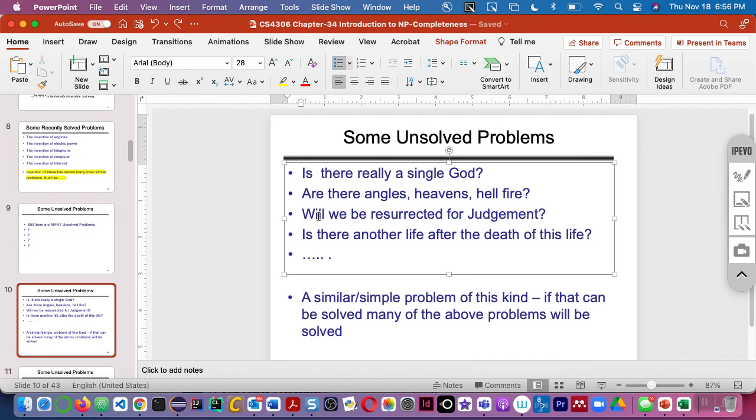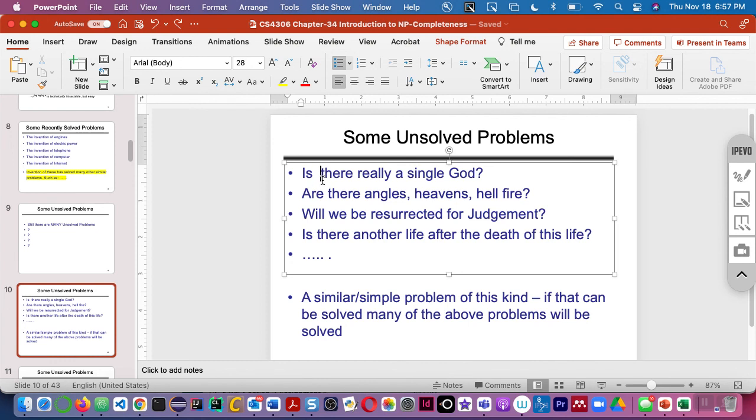Okay, but the NP Completeness says that let us pick a similar problem and verify that problem, justify that problem. And if that problem is solved, then all of these problems will be solved. Or many of these problems will be solved. That is the NP and NP Completeness, the research idea.